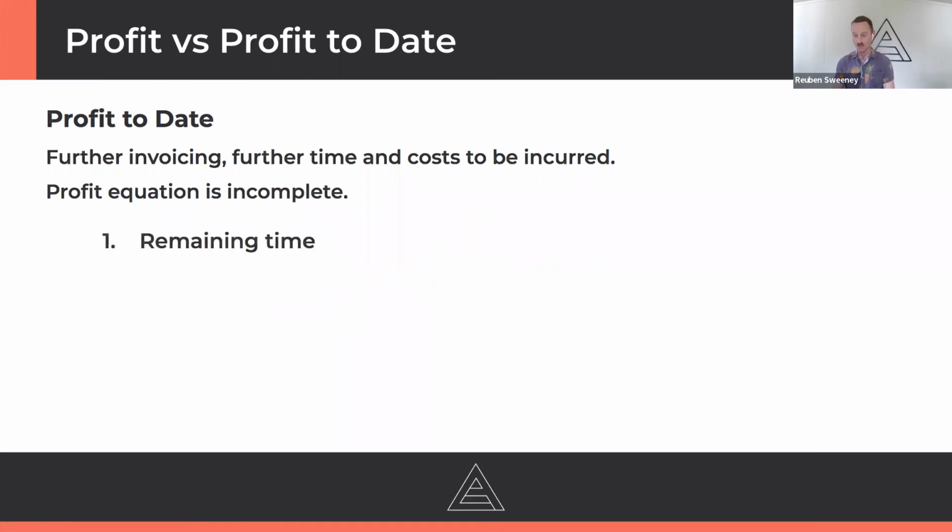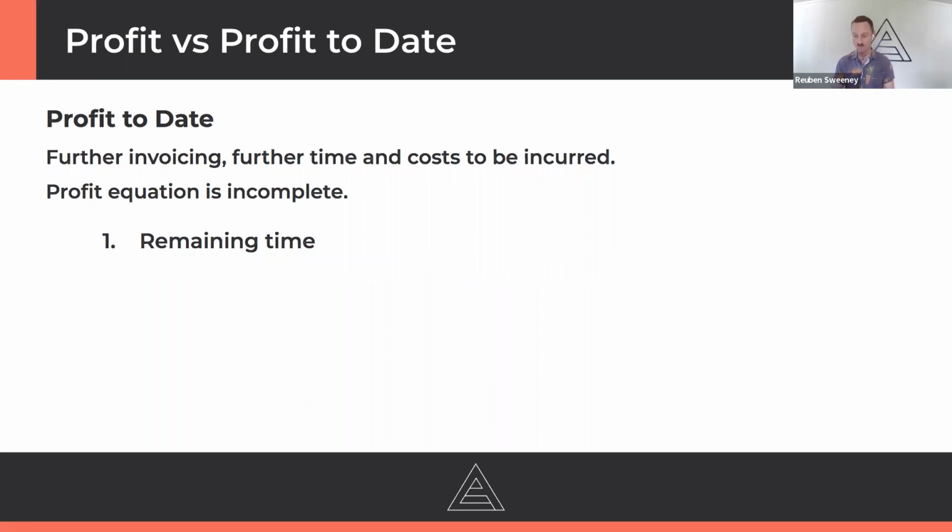There are 5 other elements that you need to know to interpret profit to date, whether that's good or bad. With profit, we can tell using the margin or an idea. Is that positive? Is it negative? Is that margin acceptable or not? And we can rely on that. With profit to date, that's not the case. There are other things we need to know.